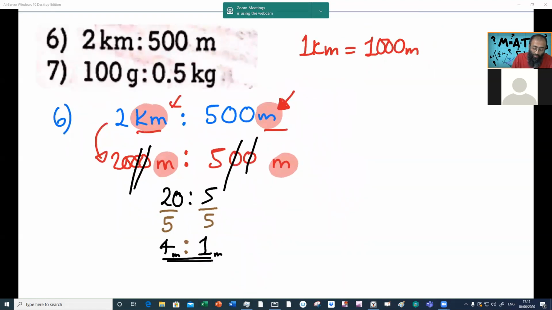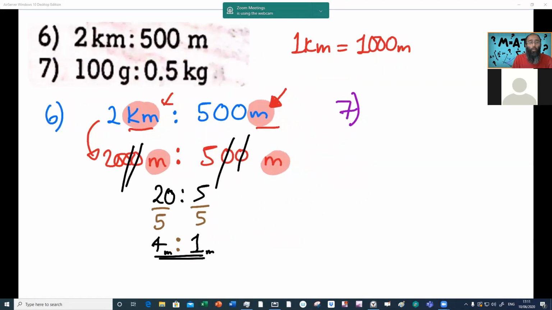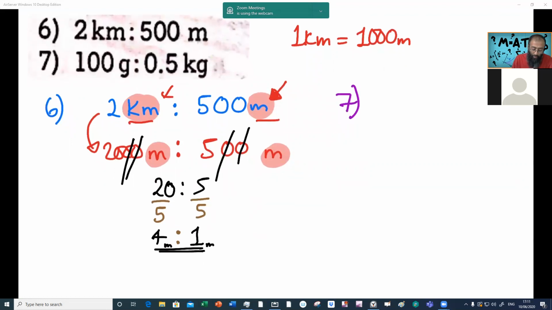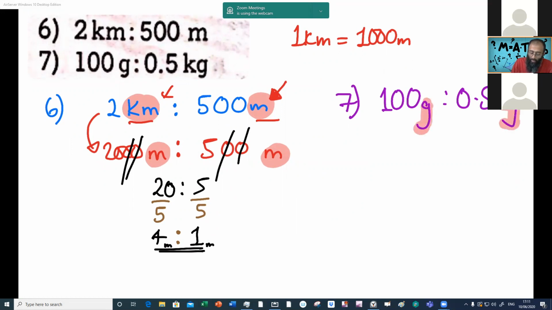Okay, the next question, number 7. Thank you for that. Umama, please switch your microphone on. So Umama, what are the units here? We have grams and kilograms. And what should we change them both into before we start cancelling? Grams. Beautiful selection. Okay. So you're changing the big unit into the small unit.